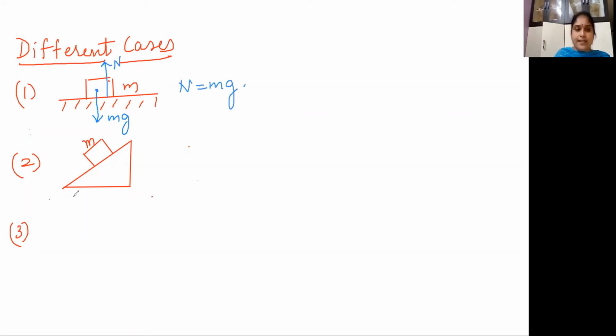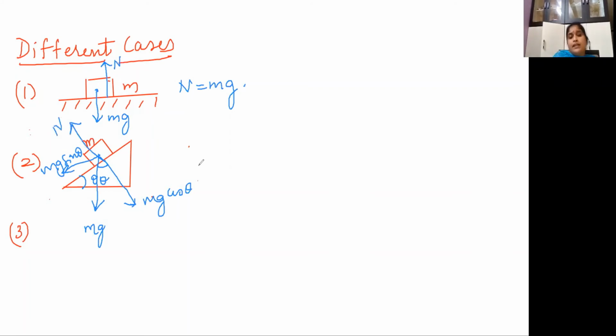Okay, now let us take this inclined plane, inclined at an angle theta. The weight will always act vertically downward, that is mg. According to the inclined plane, this angle becomes theta. So this component becomes mg cos theta, and this component becomes mg sin theta. Now we write the normal reaction normal to the surface. In this case, the normal reaction is mg cos theta.